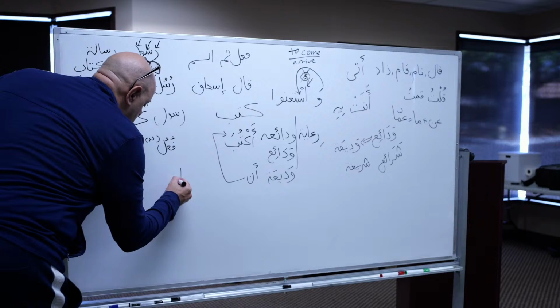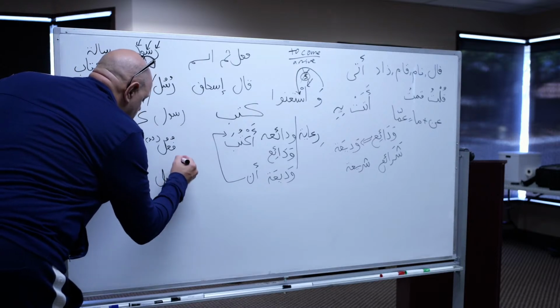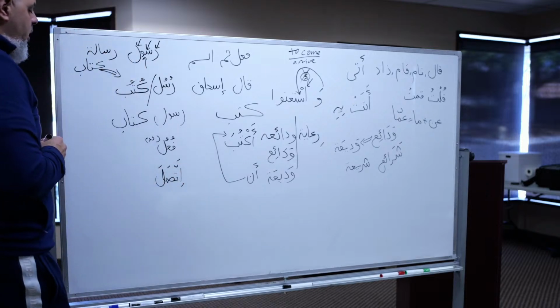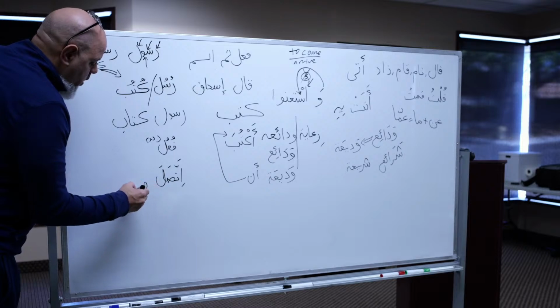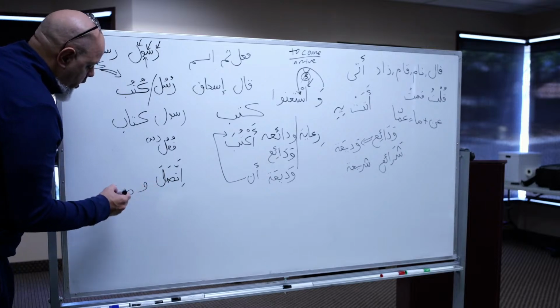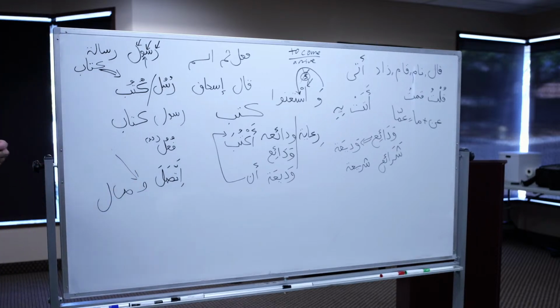اتصل. هذا هو الفعل في الماضي. So its root is waw, sad, and lam. This is a weak letter. The waw is a weak letter.